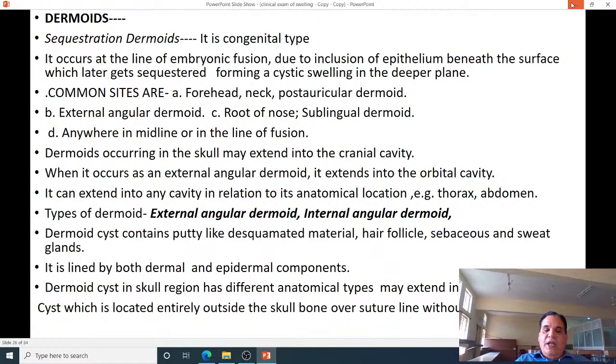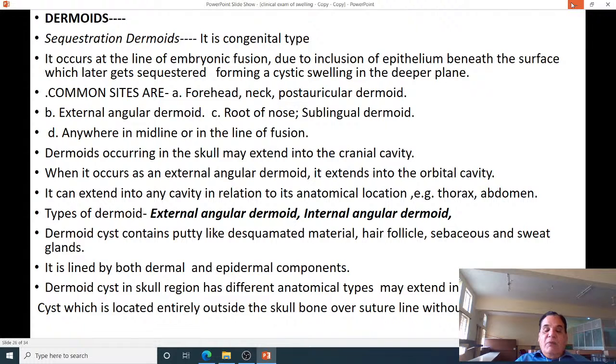Common sites: forehead, neck, post-auricular dermoid, external angular dermoid, root of nose and sublingual dermoid. In fact, the position itself will diagnose the dermoid. Anywhere in the midline. Occurring in the skull, it may extend into the cranial cavity. That is why for a dermoid over the skull, you must do a CT scan first and only then operate, because there can be extension. That extension must be known preoperatively. What are the types? External angular dermoid, internal angular dermoid. These are the two commonest sites.